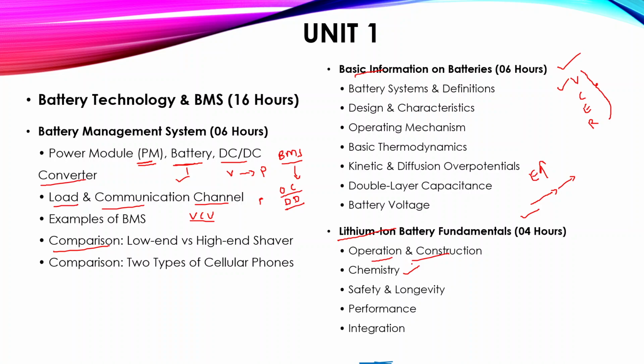Okay, we will see the basic operation and construction and what chemistry we are going to use in a lithium ion cell. Then during charging and discharging, lithium ions will move between cathode and anode through the electrolyte, where safety is extremely important in lithium ion batteries, as improper operation can lead to thermal runaway. Therefore, integration of lithium ion battery with BMS is very critical.